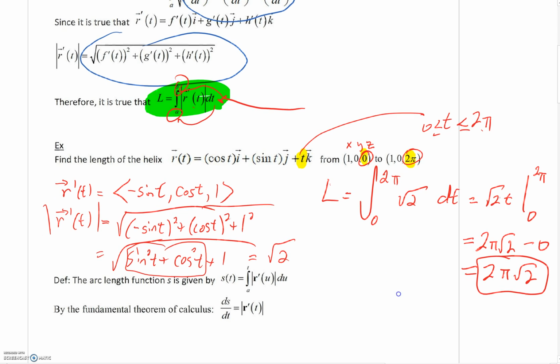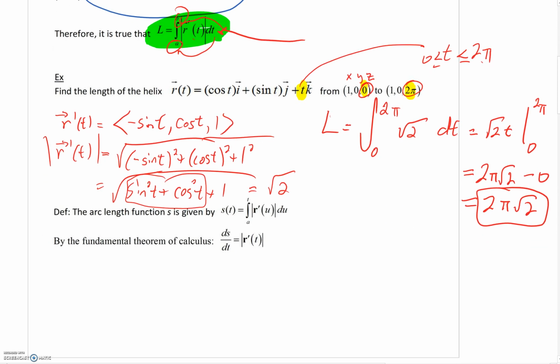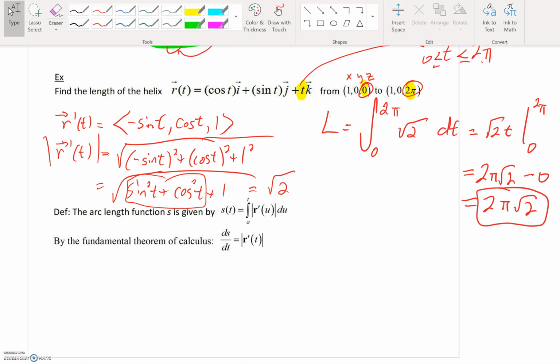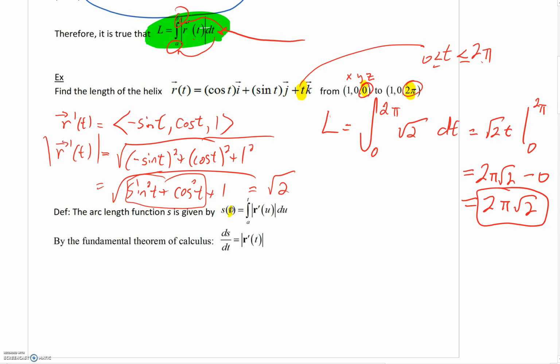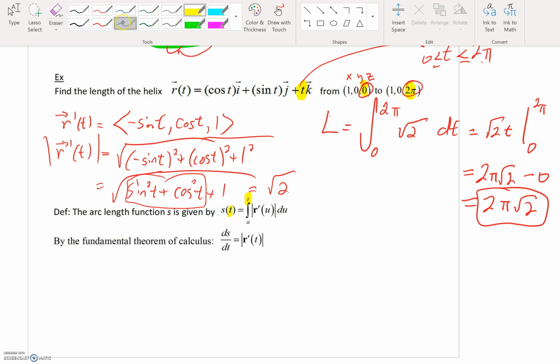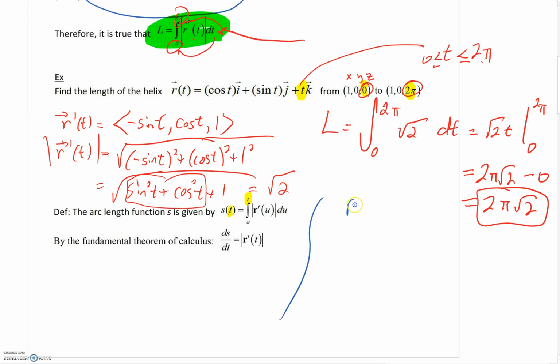Okay, so at this point then, the arc length function. Well, you can see, what if you just wanted to say, I only want to go to a certain t value? Well, we can write an accumulation function. And by the way, here's some review from our days in calc.